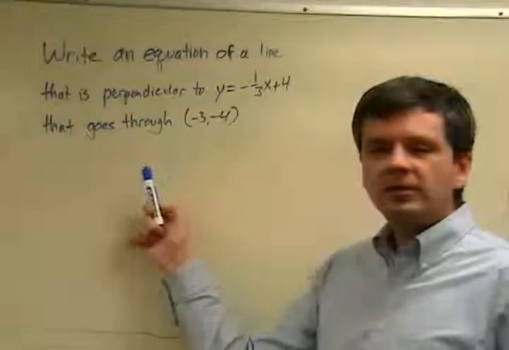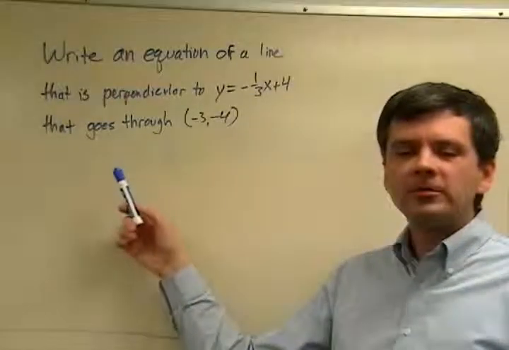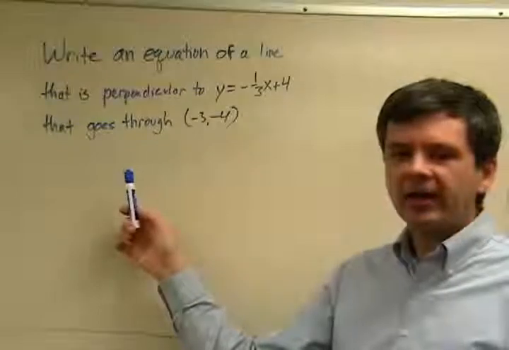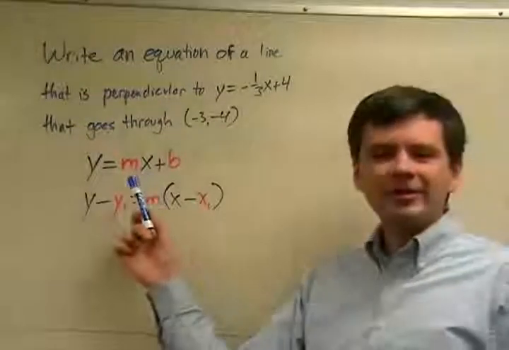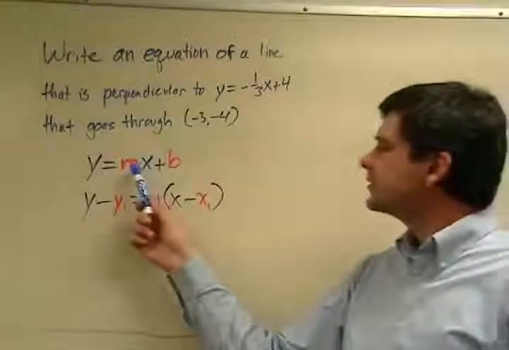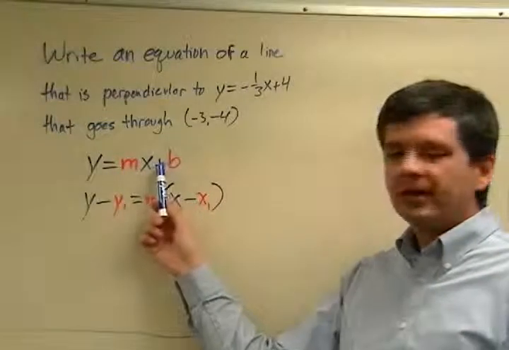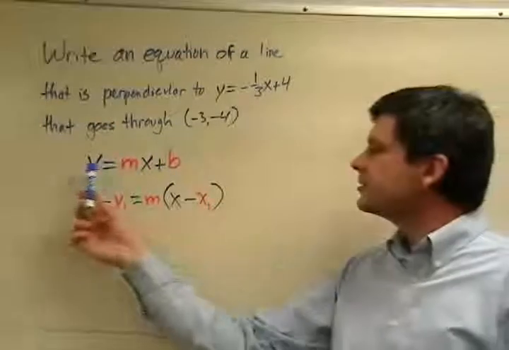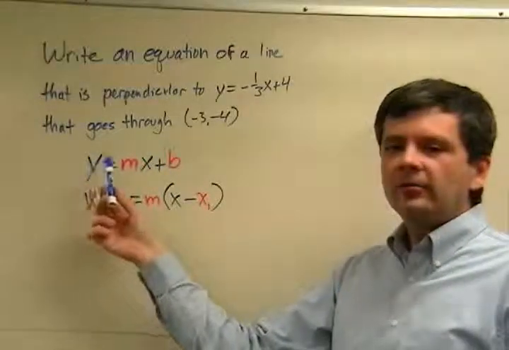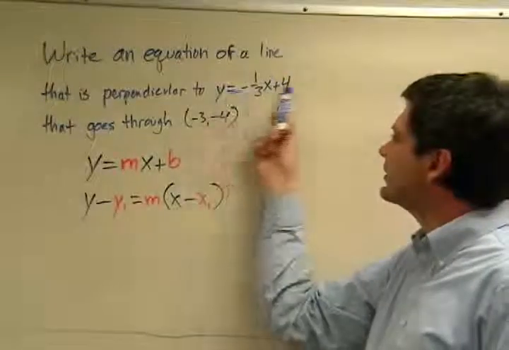First of all, we need to remember two different forms for the equation of a line. So let me put them up here magically. Okay, so there they are. This is the slope-intercept form of a line, and this is the point-slope form of a line. We're going to use this form right here in order to determine some things about this line.